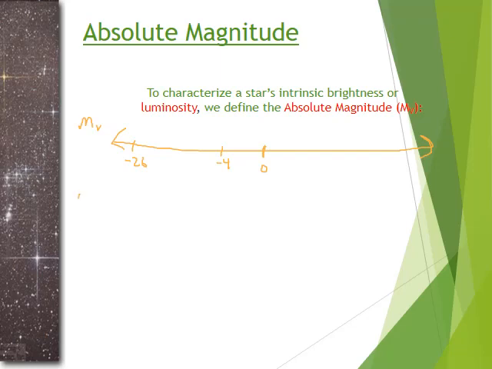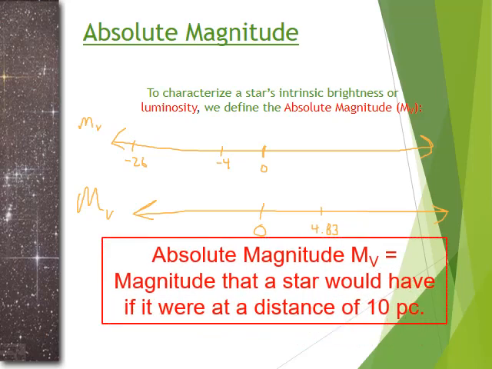The same thing goes for the absolute magnitude scale. Usually that's given as a capital M, but you get the same thing. In the case of absolute magnitude, it turns out that our sun winds up being over here, at about 4.83 on the absolute magnitude scale. So why is that?